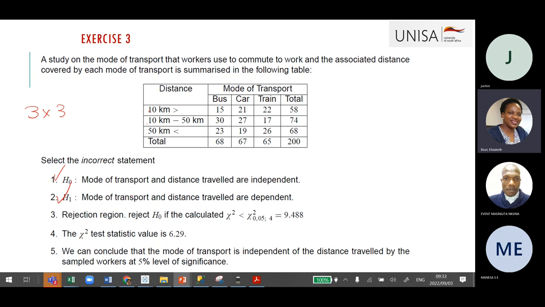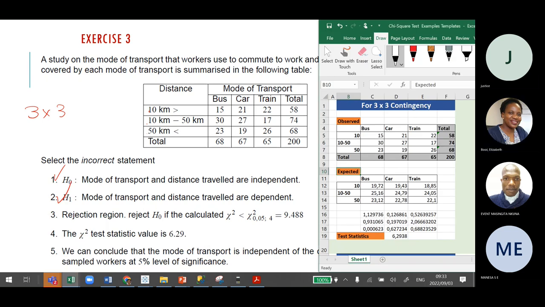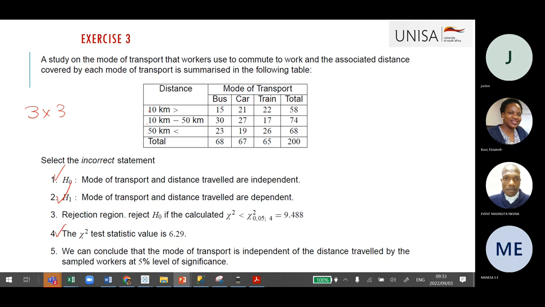The region of rejection to reject the null hypothesis is calculated as the test statistic less than your critical value will be 9.488. That's very tricky and very confusing. Let's go to number four before we enter number three. Number four says the test statistic is 6.29. That's what we got, right? That is correct. So let's go back to the critical value.